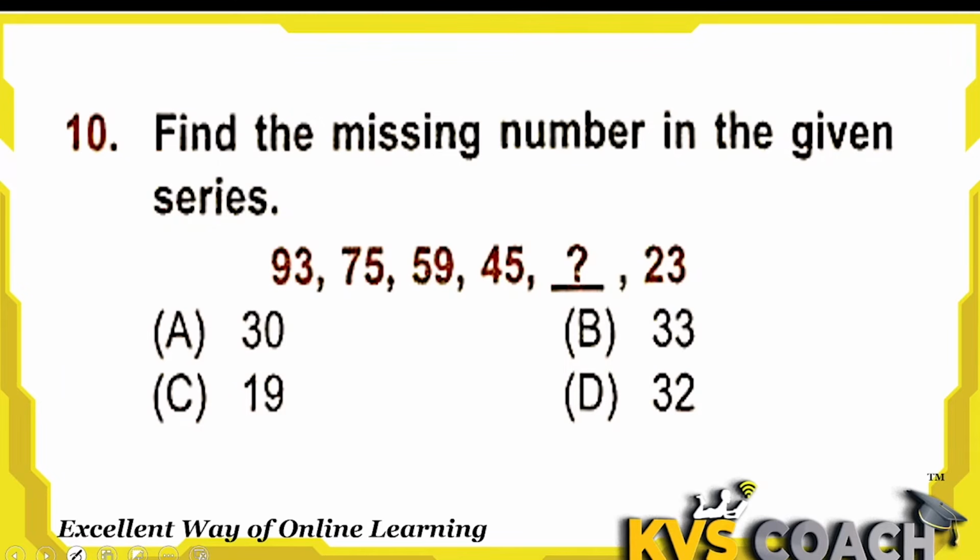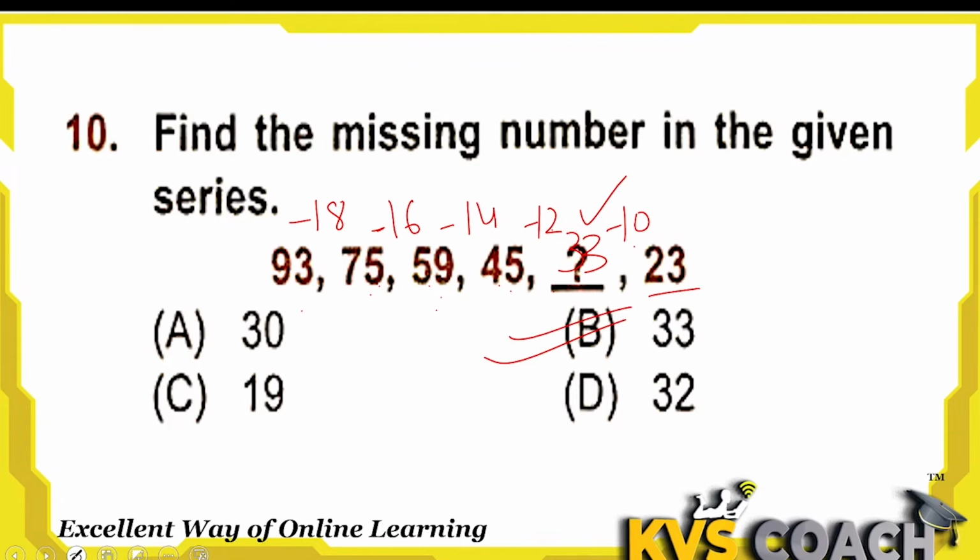Next, find the missing number in the given series: 93, 75, 59, 45. Let's check: the difference between 93 and 75 is 18, and between 75 and 59 is 16. So this is minus 18, then minus 16, then the difference is 14, so minus 14. It means this is a sequence of even numbers: 18, 16, 14, so it may be 12 and then 10. So 45 minus 12 is 33, and 33 minus 10 is 23. So this is the correct sequence, and 33 is the right answer.